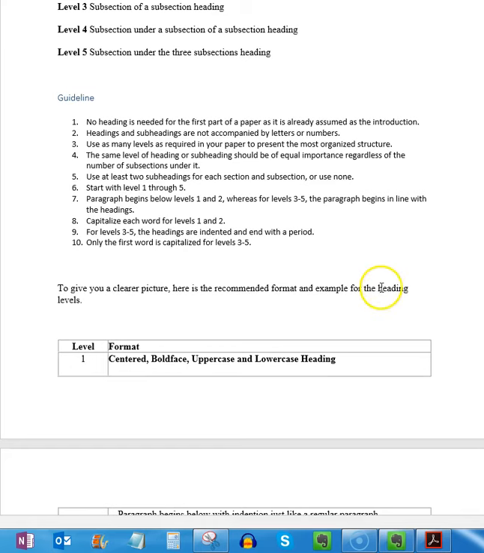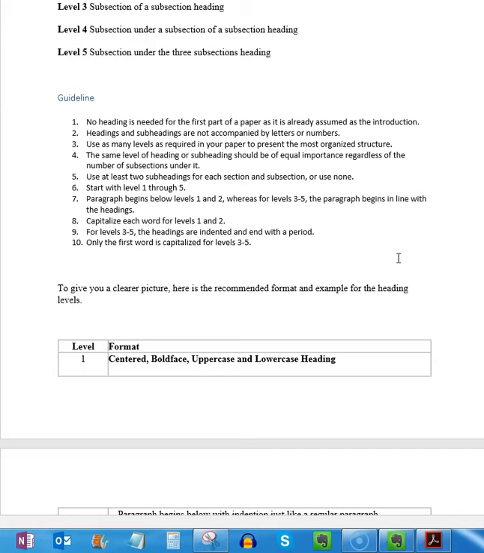So here's the general guidelines. No heading is needed for the first part of a paper, as it is already assumed that it is the introduction. If you want to put introduction, that's fine with me if you're in my classes. That really is up to your professor. Headings in proper APA guidelines, that's what the general rules are, are not accompanied by letters or numbers. Again, my source for this is the APA.org website.